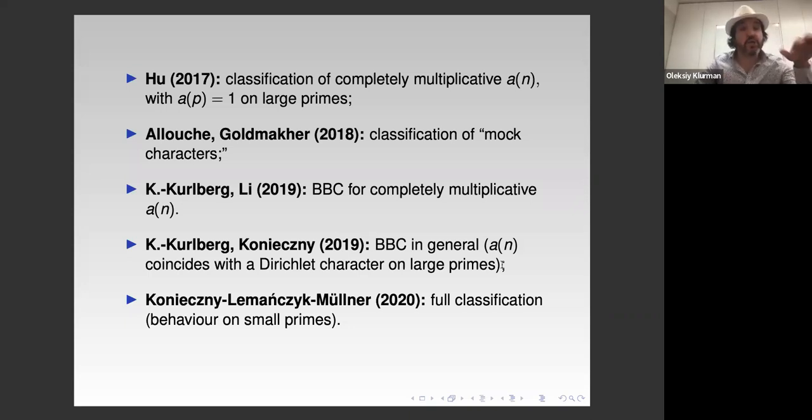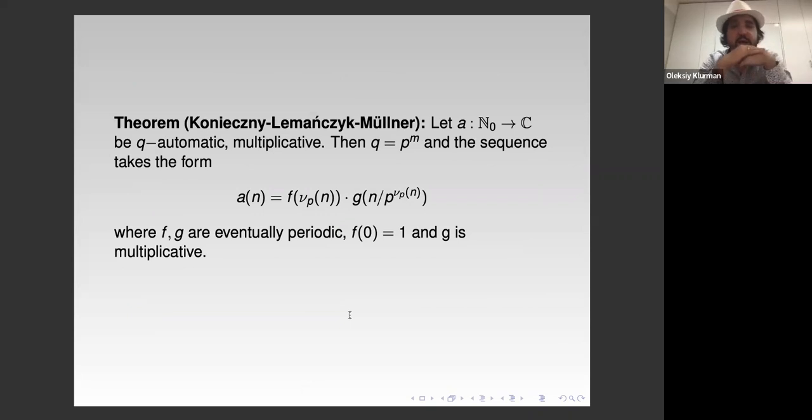And a year later, Konieczny and Lemańczyk proved that on large primes you are a Dirichlet character. And a year later, Konieczny, Lemańczyk, and Müllner really understood what happens on the small primes. So their theorem says the following. If I give you a q-automatic sequence, then q must be a power of a prime, and it has the following form. You can decompose f as something which depends on the valuation of p in a multiplicative periodic fashion, and something which is multiplicative and periodic, which does not depend on p. So basically you are periodic times something which depends on the valuation of p. That is the theorem.